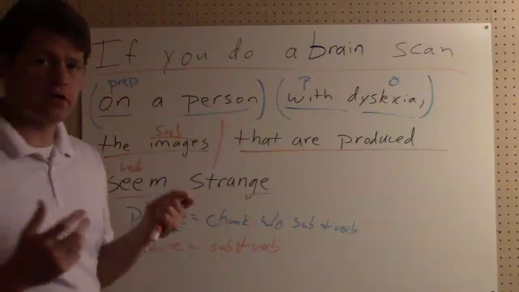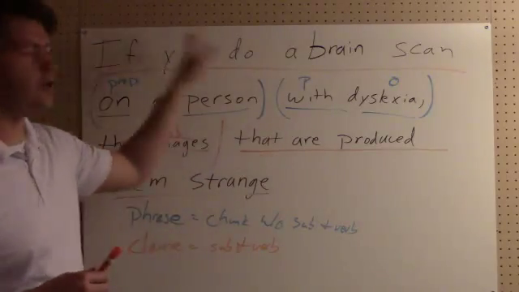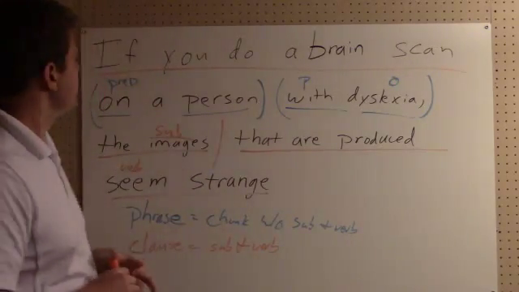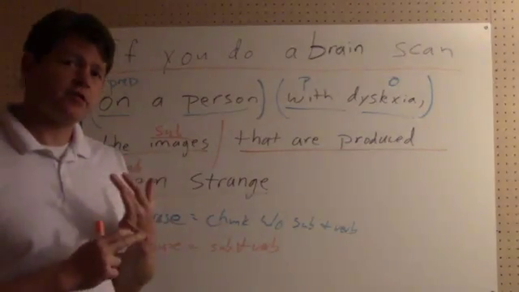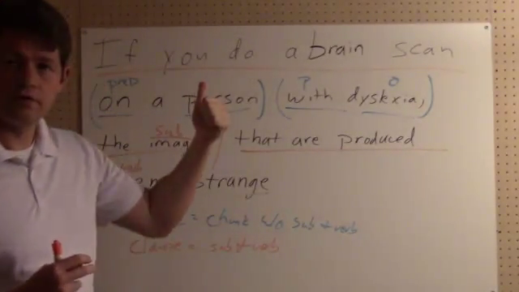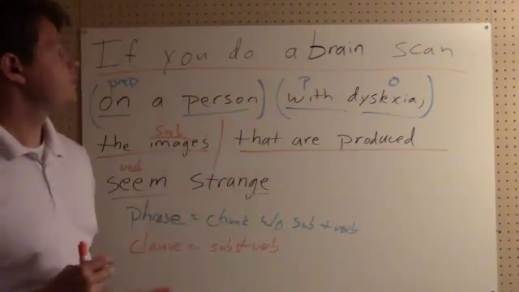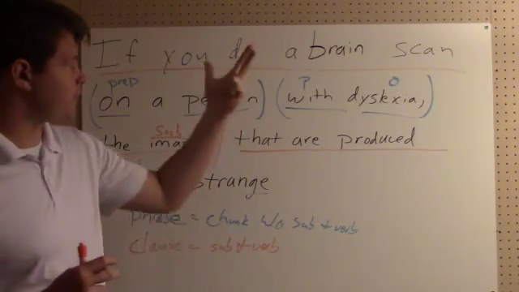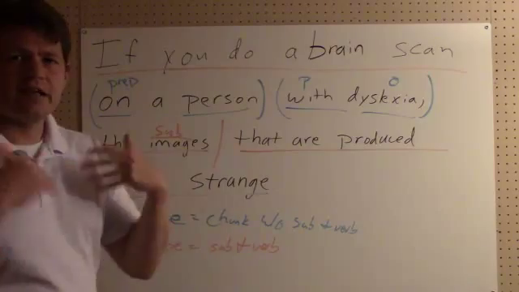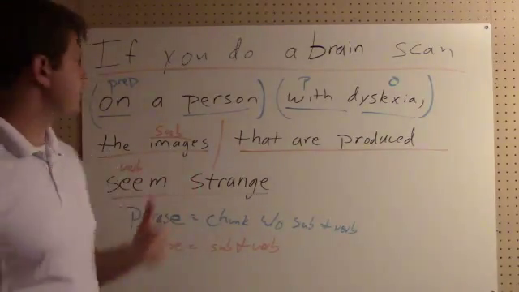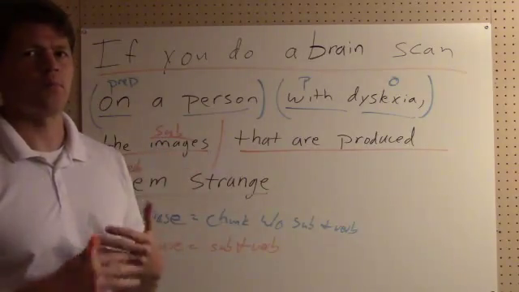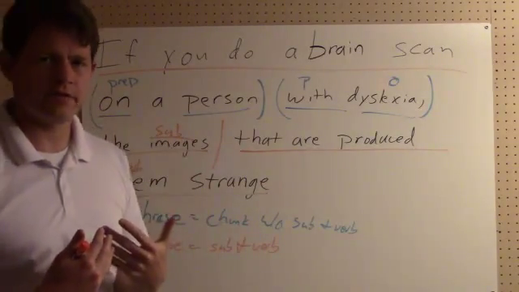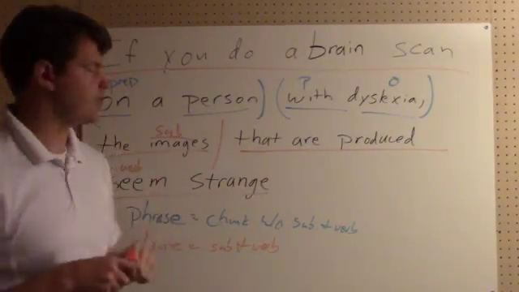Now we've got a couple different clauses. These two types of clauses are called dependent clauses. If we take a look at this first one, if you do a brain scan, that has a subject and verb, right? You, subject, verb, do, has an object as well. Do what? A brain scan. But it does not express a complete thought, right? Because it's got this if in front of it. If you do a brain scan, well, you're waiting to find out what happens at the end of that sentence, right? It's not a complete thought.